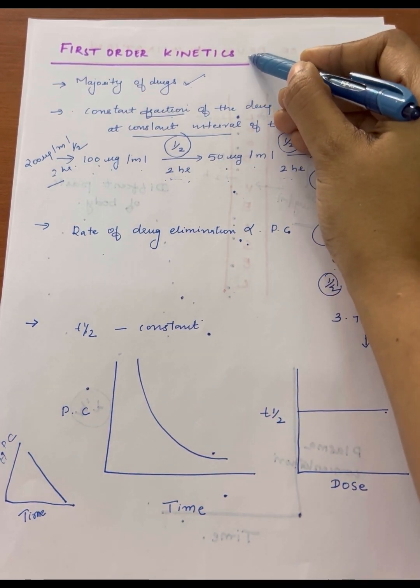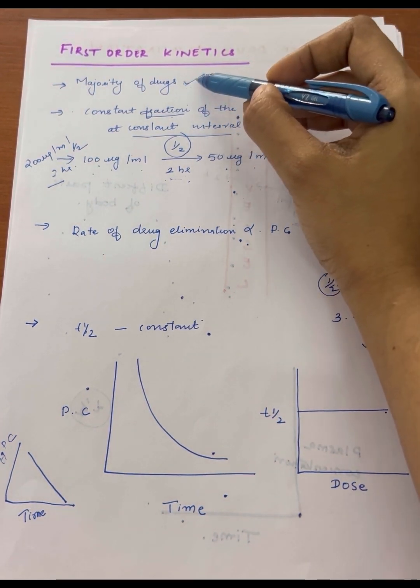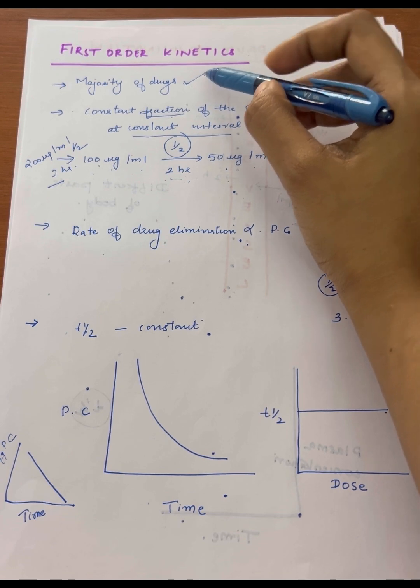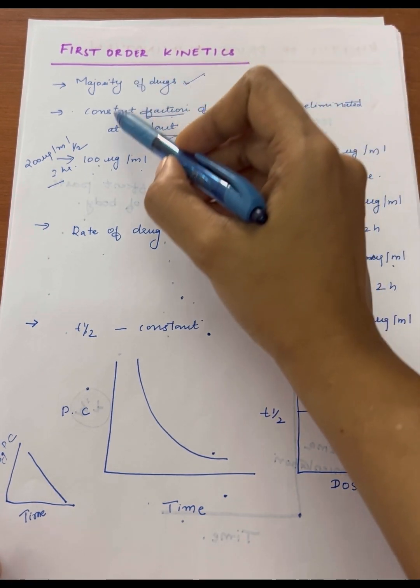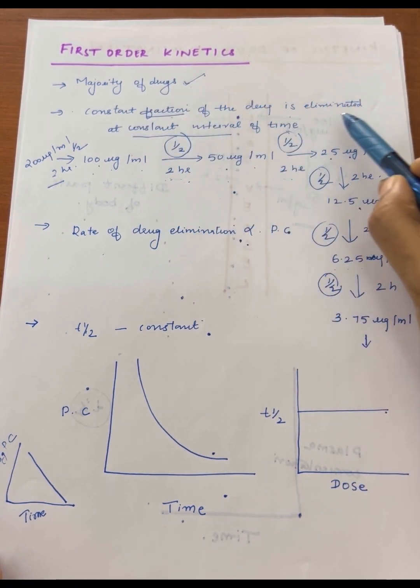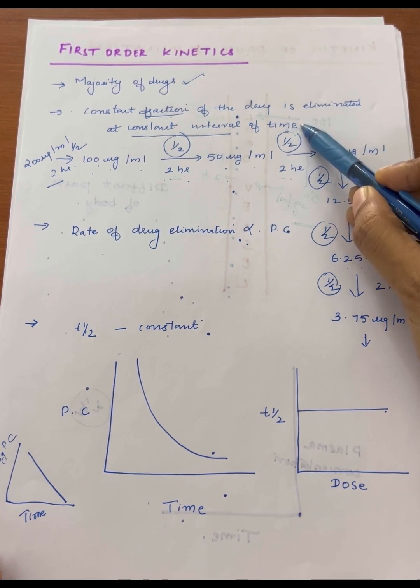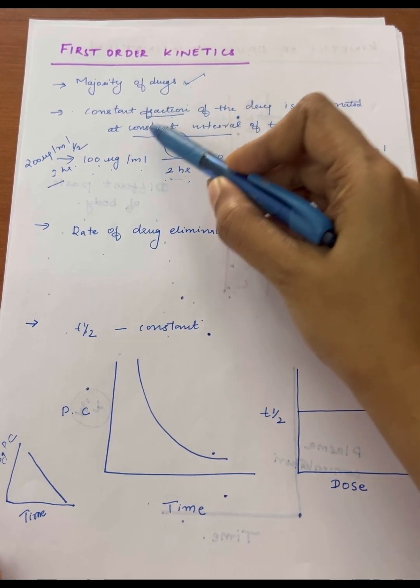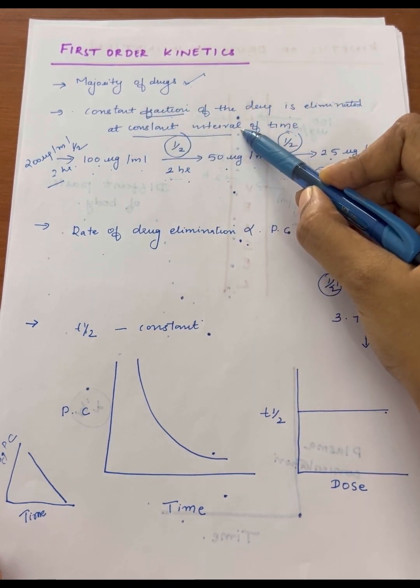Regarding the first order kinetics, the majority of drugs will be obeying first order kinetics. In first order kinetics, a constant fraction of the drug is eliminated at a constant interval of time. So constant fraction, constant interval. For that, I have an example. The plasma concentration declining at a rate of 50% per 2 hours.